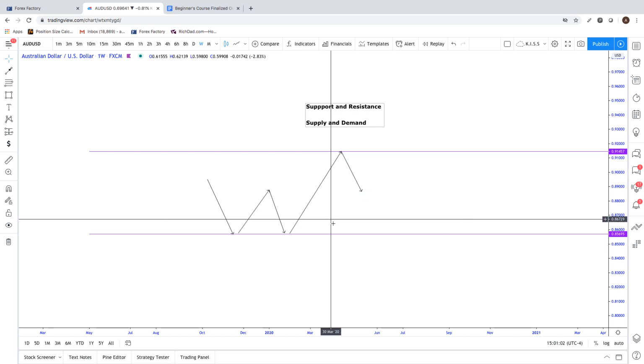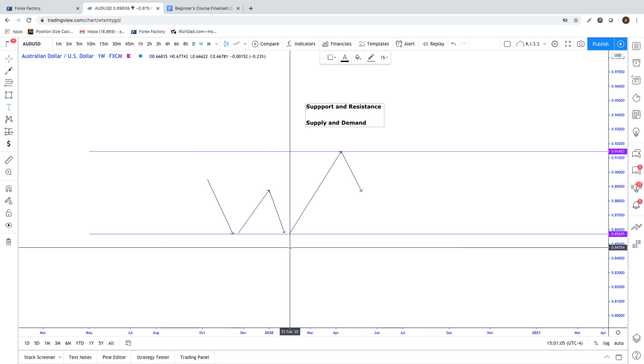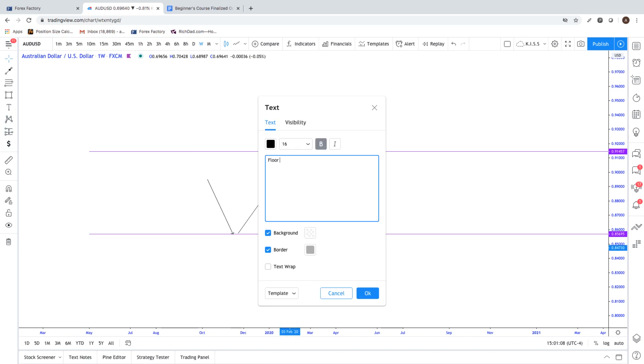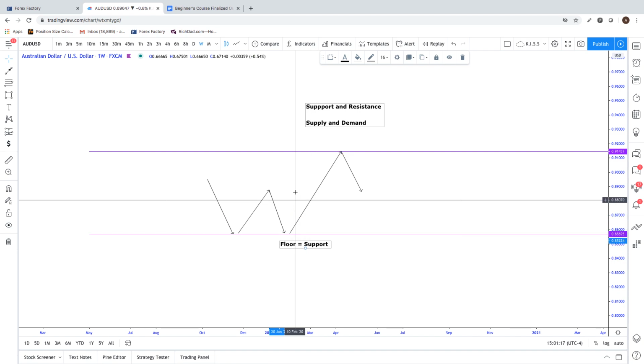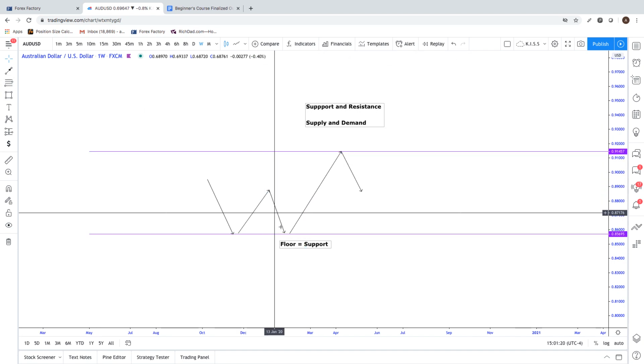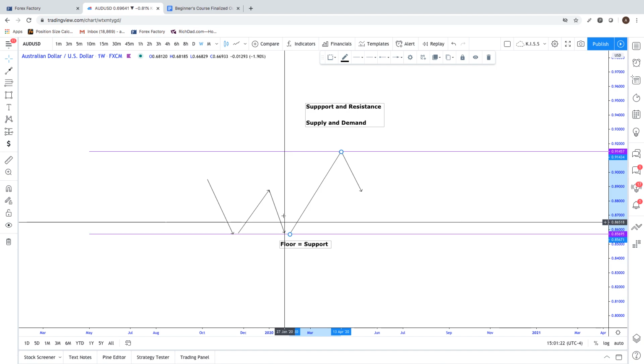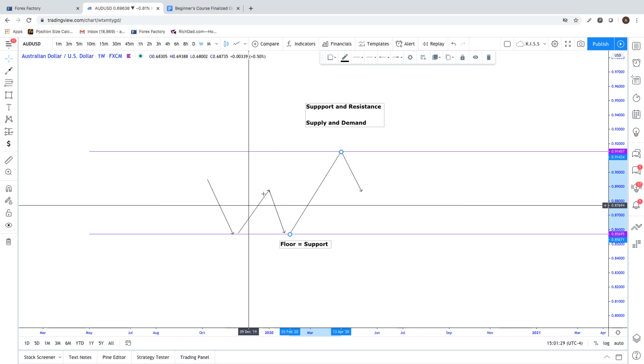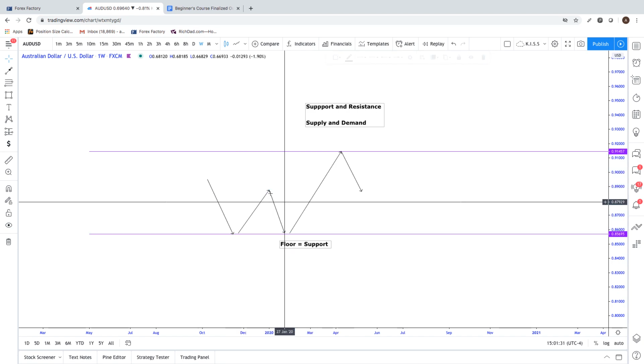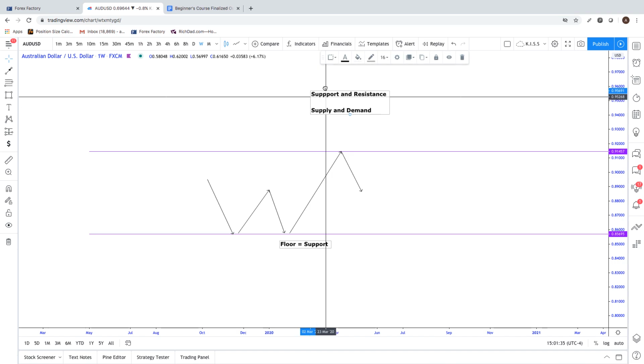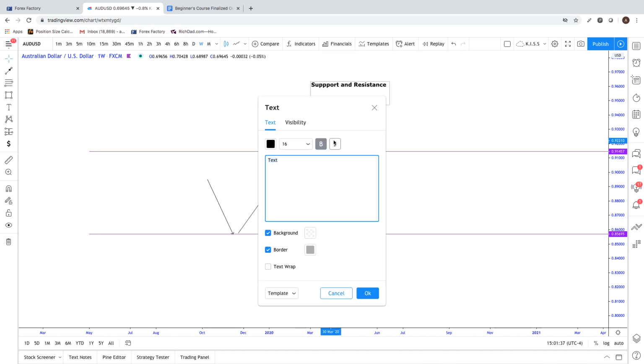Another way to think about it is a floor, support, where price hits a floor and finds demand, finds buyers, because people see that in the past people bought at this level, therefore they look to buy at this level again, as well as a ceiling, which we also call resistance.